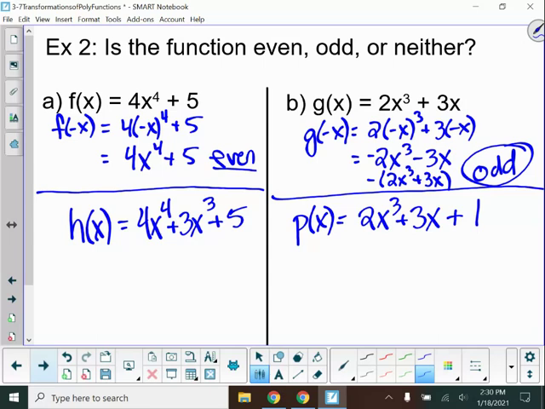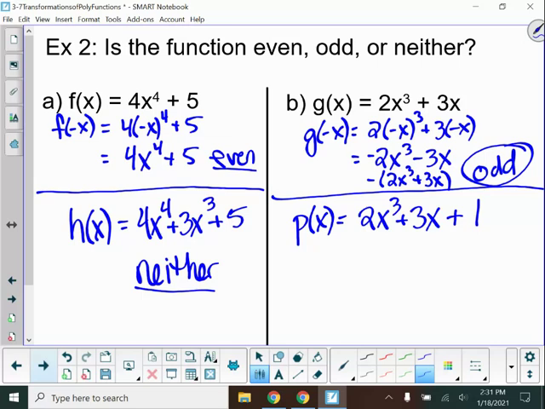So if we look down here at this h of x term, I have a mixture of odd and even, because I have an x to the fourth and an x to the third. That is a dead giveaway that this is neither. You cannot mix odd and evens.